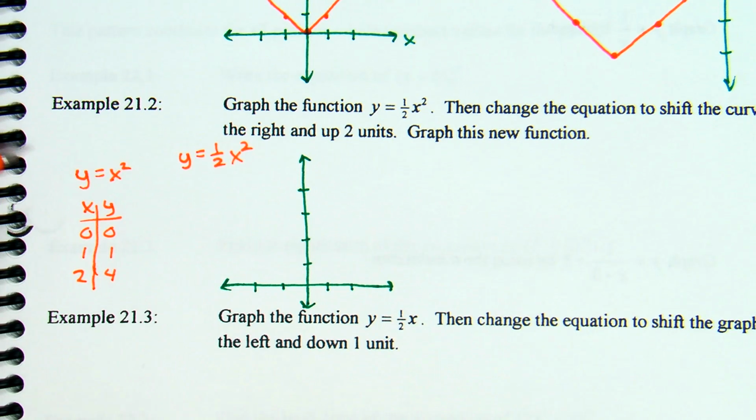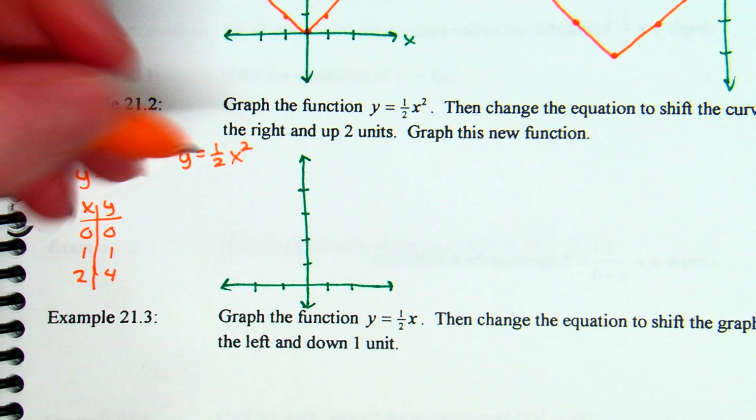Well, what I'm trying to ask is if I just look at my xy chart here, am I taking half of my x values or half of my y values? Half of your y values, right? So if you know the 0, 0, 1, 1, 2, 4, you can just cut each of those in half because it's a vertical shrink, or vertical compression.